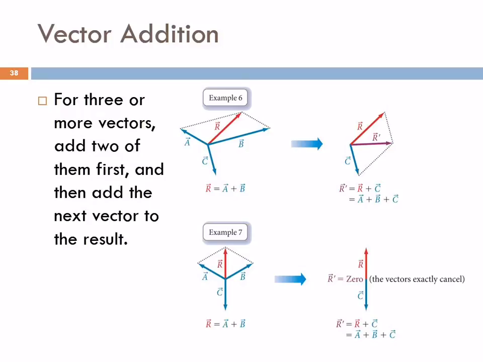Add 2 of them first, and then take that sum and add the third one. If you have another, then add that as well. So here we've got A, B, and C. First we're going to add A and B, and we're going to get this one right here. That's R. Now we're going to add R to C. We draw the parallelogram, and this is R prime. And so from these 3, the net vector is to the right.